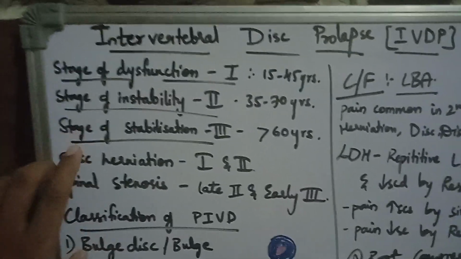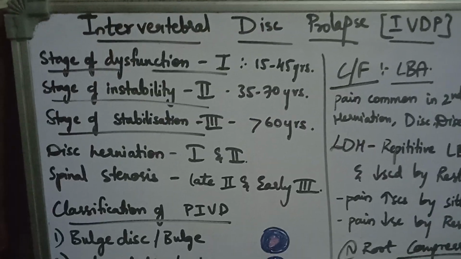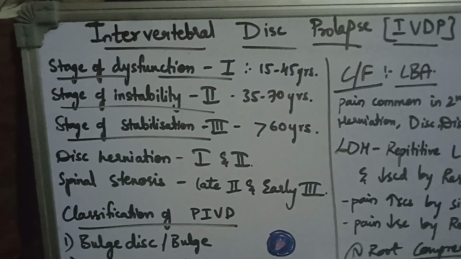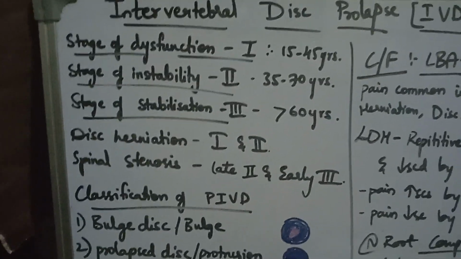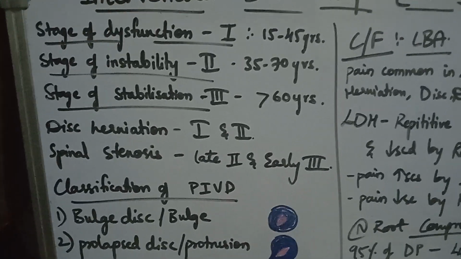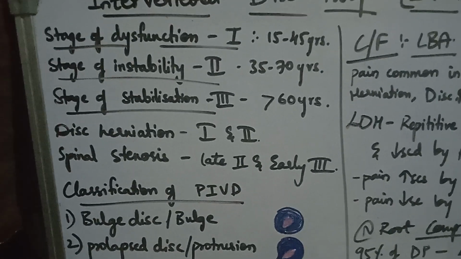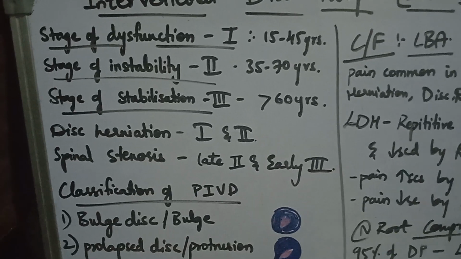The third stage is the stage of stabilization, which occurs above 60 years. In the stage of stabilization, there will be progressive development of hypertrophic bone. In the previous slide also I told you about the hypertrophic bone. Here there will be progressive development of hypertrophic bone, and also of the disc and facet, which leads to segmental stiffness and ankylosing.